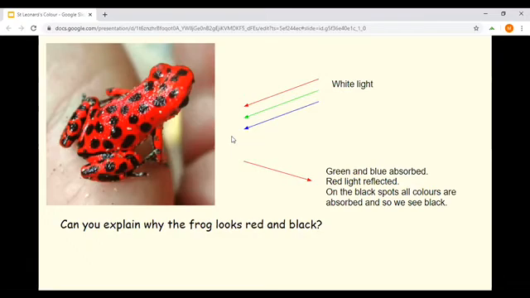Okay, very, very simply, white light, as we now know, is made up of all of the other colours. It hits the frog. Okay, the frog's skin absorbs the green and the blue light, and the red light is reflected off, which is why we see red. Where the black spots are, all of the colours are absorbed, including the red, which is why we only see black. So, there you go.